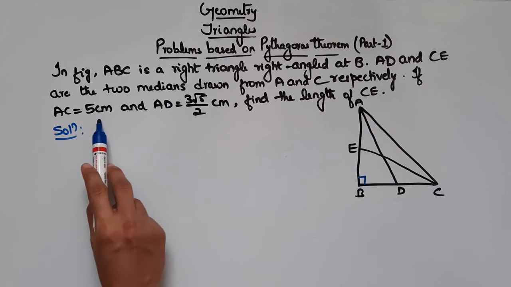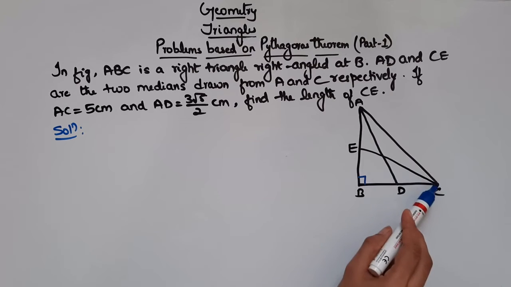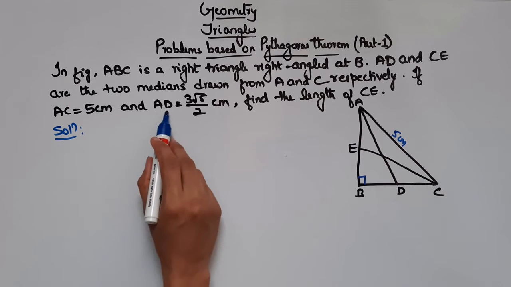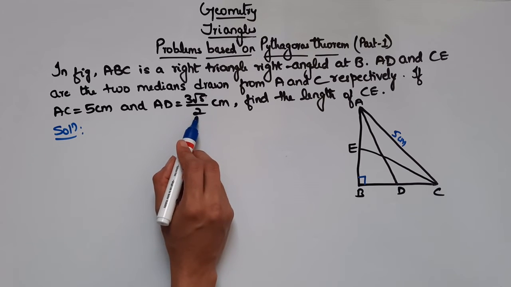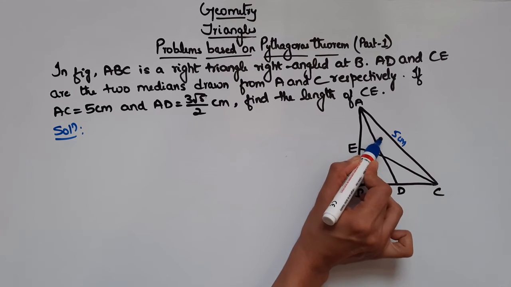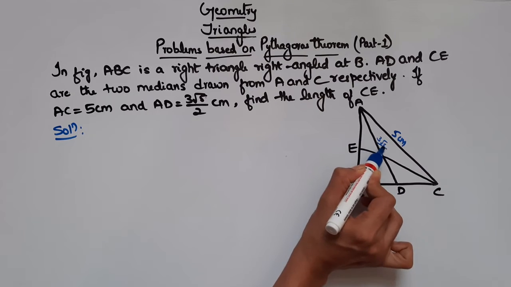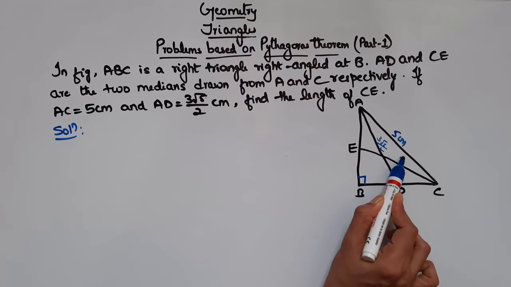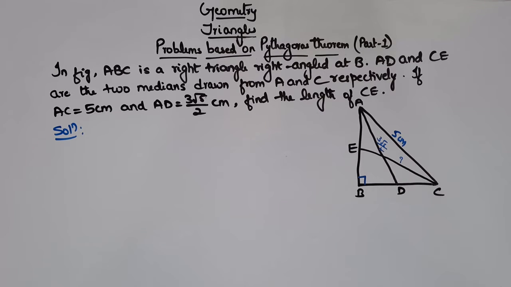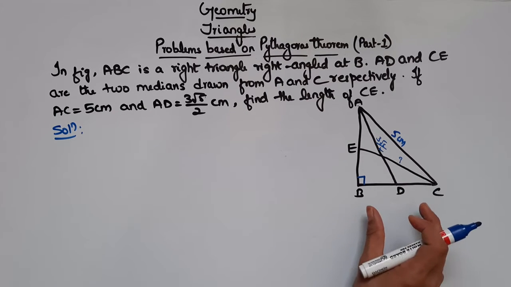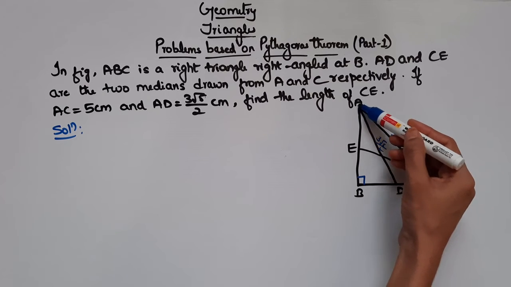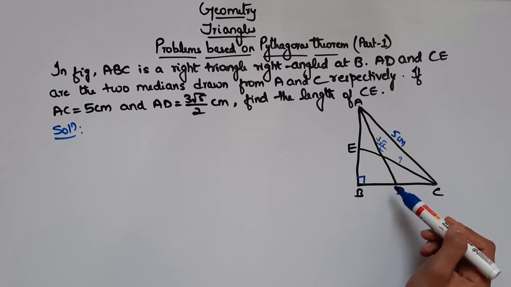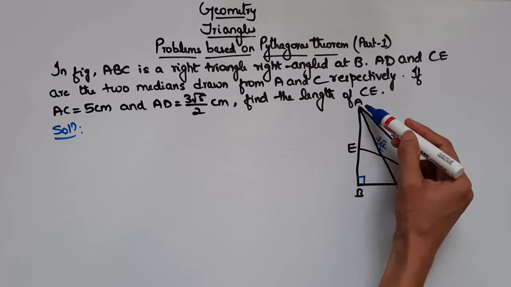If AC is 5 cm and AD is 3 root 5 by 2 cm, find the length of CE. We have to find this length CE, right? Now if you see the figure, triangle ABD is a right angle triangle, right? So you can apply Pythagoras theorem to this triangle.